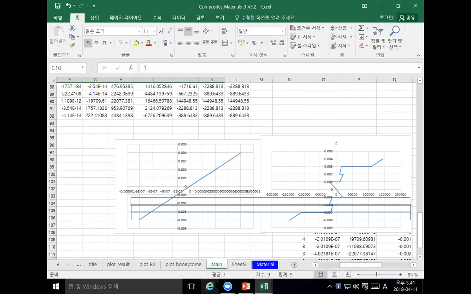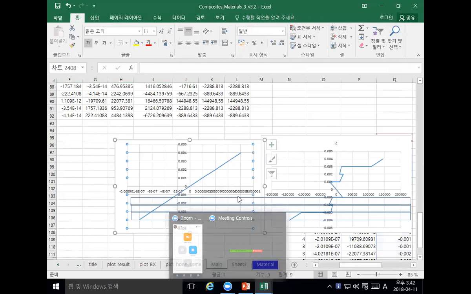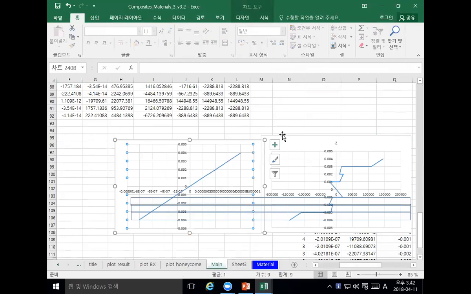Why? Because we multiply the Q matrix here. This is strain, we multiply Q of each ply, but Q is varying, they are different. So that's why we have this and that and this, and even sometimes like that and so on. So that is a very interesting, very important behavior of a composite.